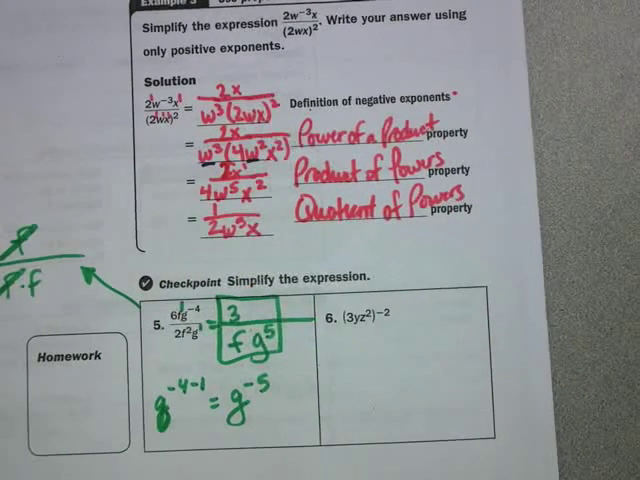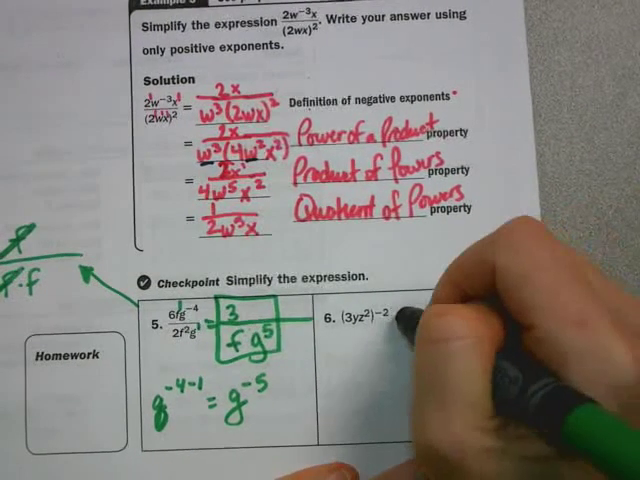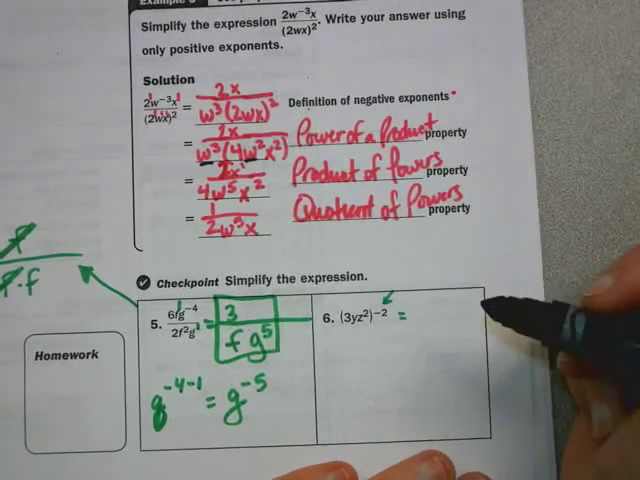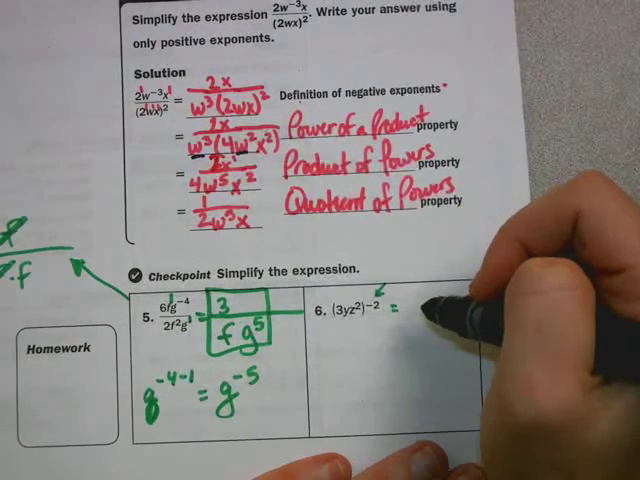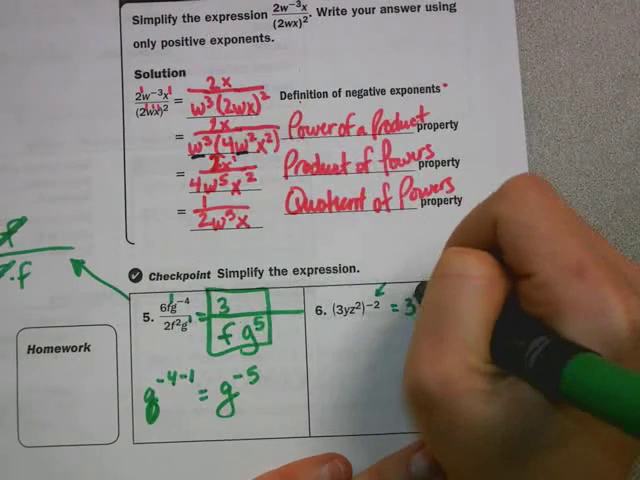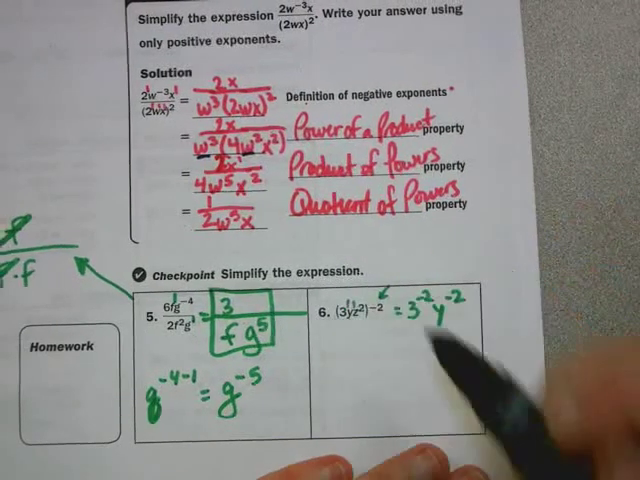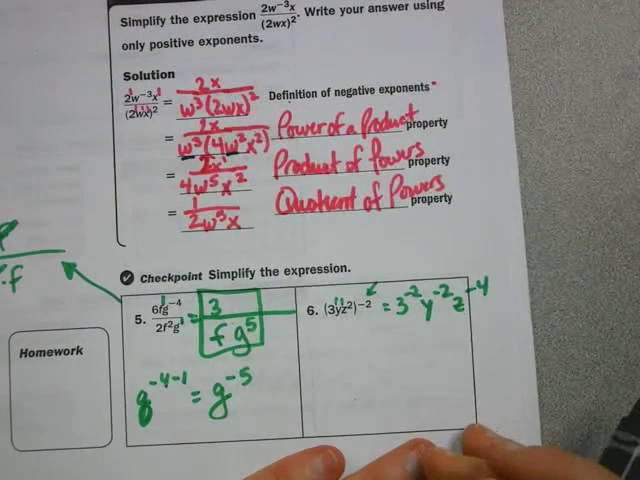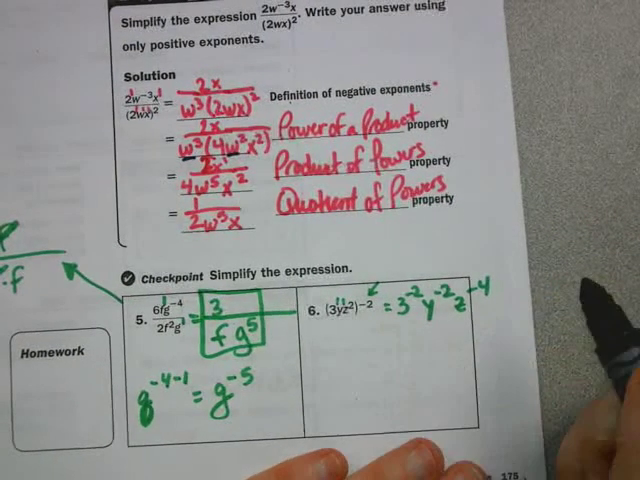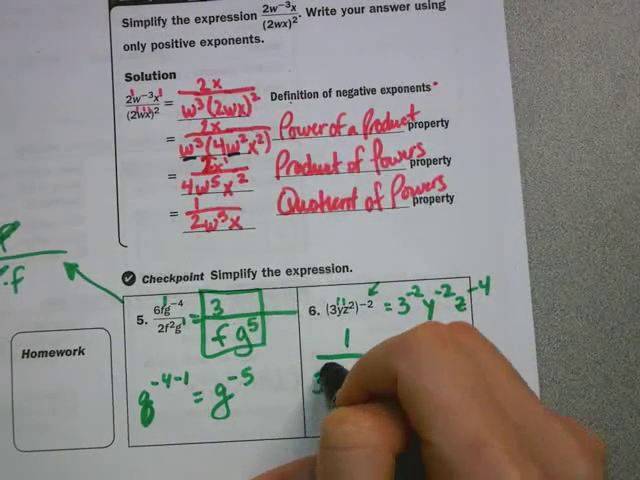All right, number 6. The first thing I need to deal with is this negative 2 out here. So I'm going to make that power of powers, go to each one there. So 3 to the negative 2, y to the negative 2, because remember these are to the first power, and z to the negative 4. So then I'm going to use my negative exponent rule, and I'm going to put them all on the bottom now and lose the negative sign. So 3 squared, y squared, z to the 4th.